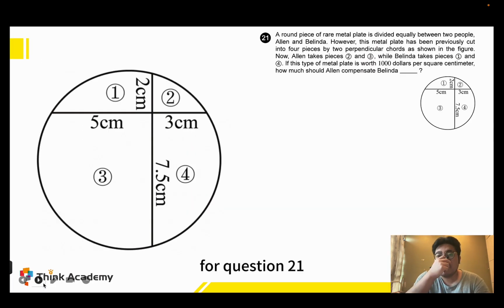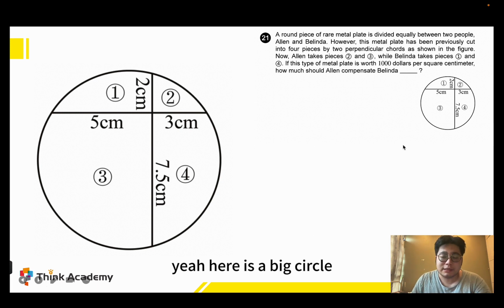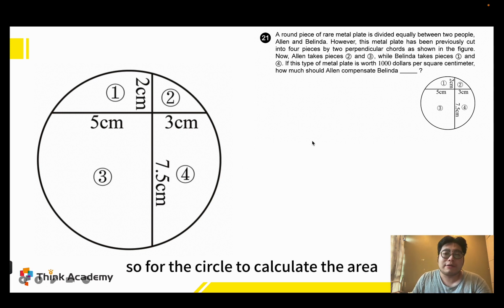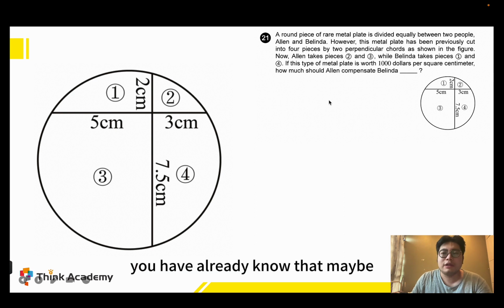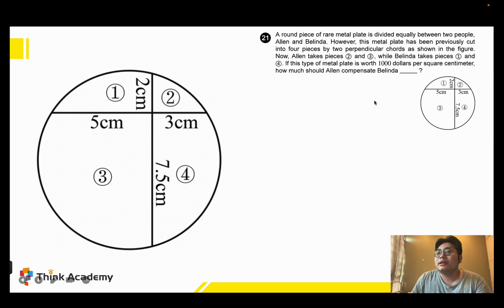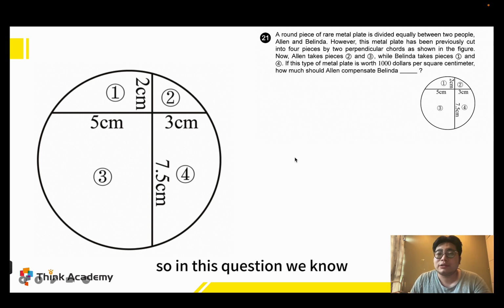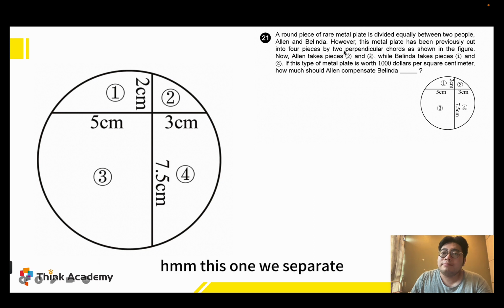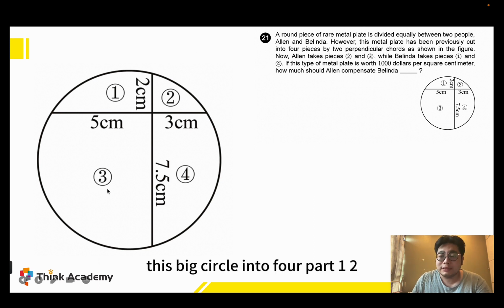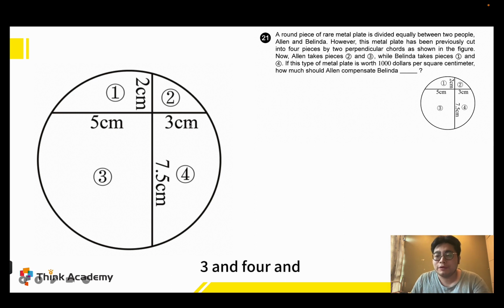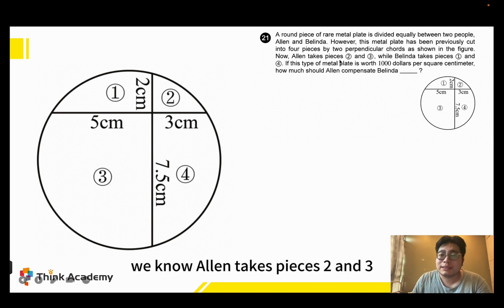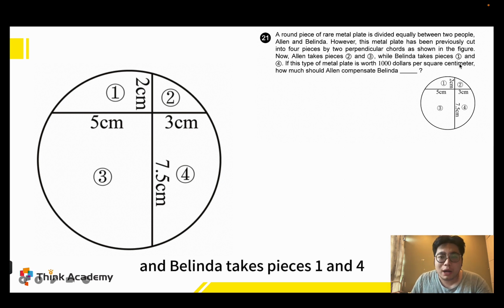For question 21, here is a big circle. To calculate the area of a circle, you already know the area is pi r square, right? In this question, we separate this big circle into 4 parts: 1, 2, 3, and 4. And we know Alan takes pieces 2 and 3, and Belinda takes pieces 1 and 4.